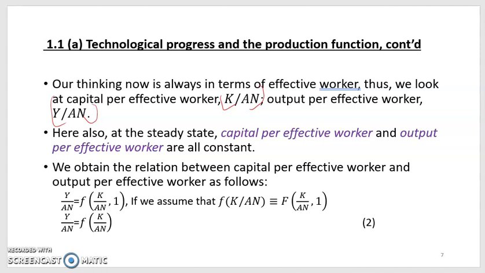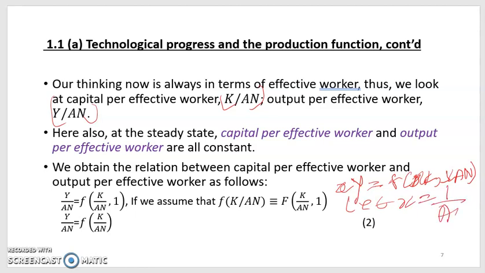Just like we did in chapter 11 when we looked at capital per worker and output per worker, to obtain the relationship between capital per effective worker and output per effective worker, let's use the general constant return to scale function to denote this. That is, X output is a function of X capital and X effective worker. If we let X be equal to 1 over effective worker, we will substitute the 1 over effective worker for all the X's here.